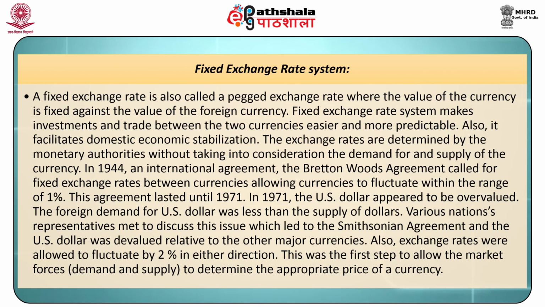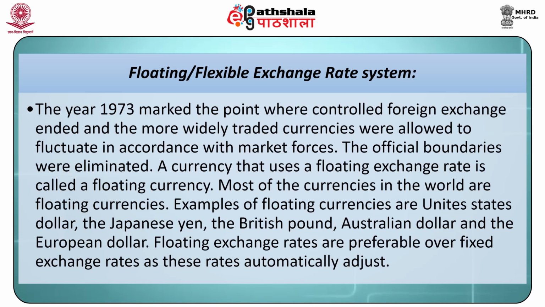In 1971, the US dollar appeared to be overvalued. The foreign demand for the US dollar was less than the supply of dollars. Various nations' representatives met to discuss this issue, which led to the Smithsonian Agreement, and the US dollar was devalued relative to the three major currencies. Also, exchange rates were allowed to fluctuate by 2% in either direction. This was the first step to allow the market forces, that is demand and supply forces, to determine the appropriate price of a currency.